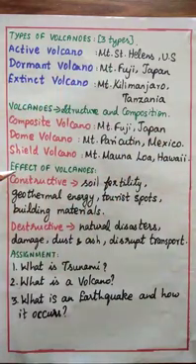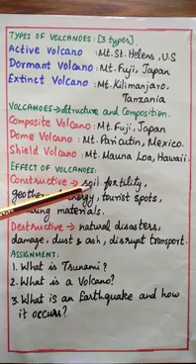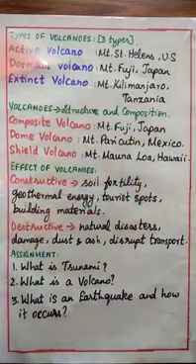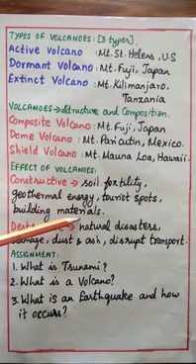And next are the effects of volcanoes. The effects come under two things: the constructive effects and the destructive effects. Under the constructive effects, the volcanic materials enrich the soil fertility, which is used for agricultural activities. Because of hot volcanic regions, it helps in generating geothermal energy. Dormant and active volcanoes are mostly attractive tourist spots, and most volcanic materials are used as building materials.